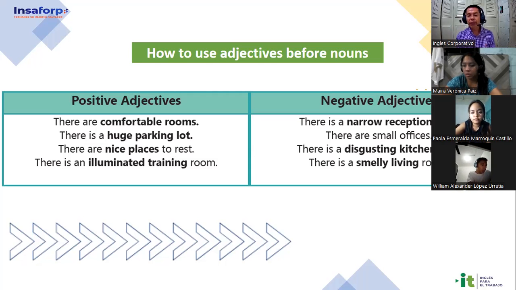Good, but also we have negative adjectives. So we don't say only comfortable, huge, nice, illuminated, but we have narrow, estrecho. Small, pequeño. Disgusting, right? For example, reggaeton. Disgusting. And Veronica said, nah, I like it. Okay, disgusting kitchen. Smelly, apestoso, right? Smelly living room. Okay, now please repeat after me.